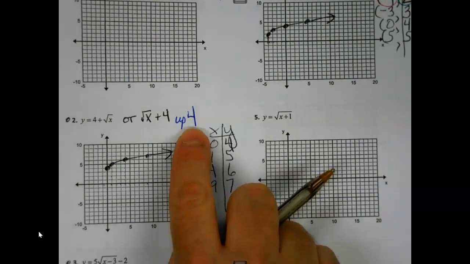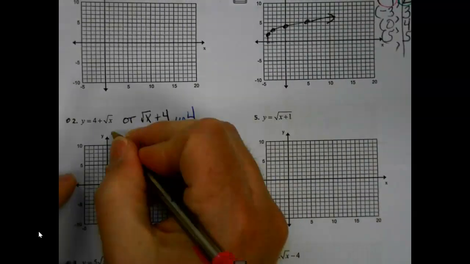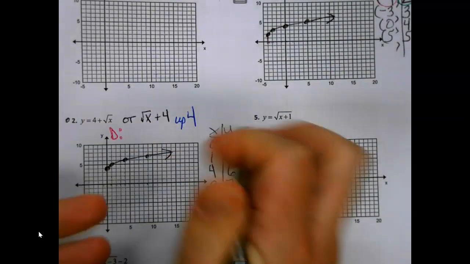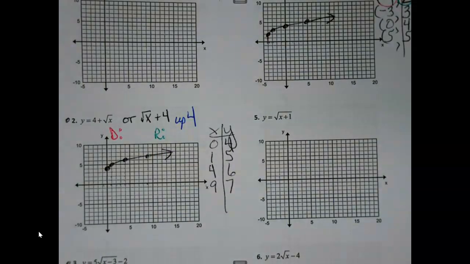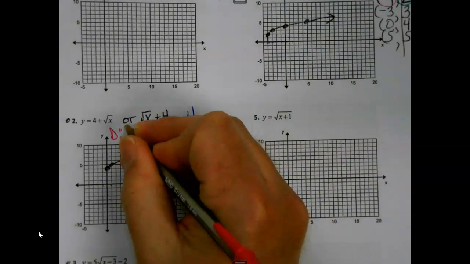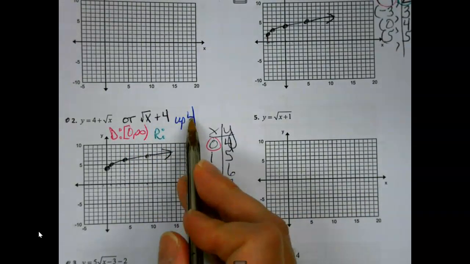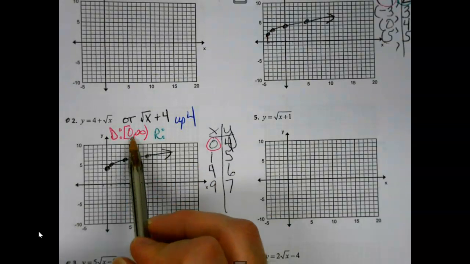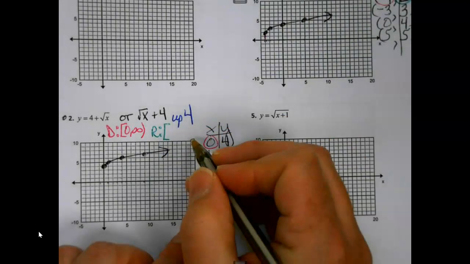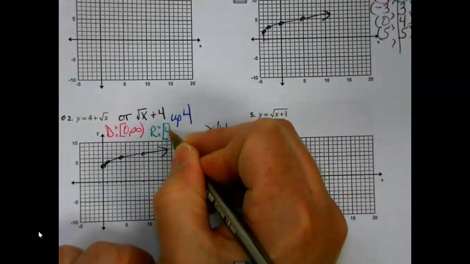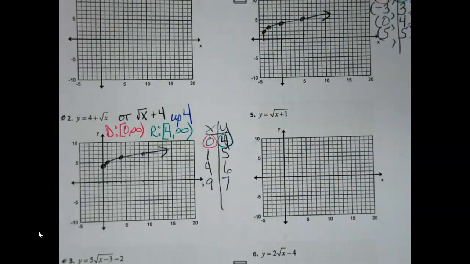And since we already did our up 4, and I can see it here, the only thing left is to do domain and range. And again, I didn't have a left or a right shift this time, a left or a right transformation, so that stays at 0. And the up 4 would deal with my range. Keep it simple.